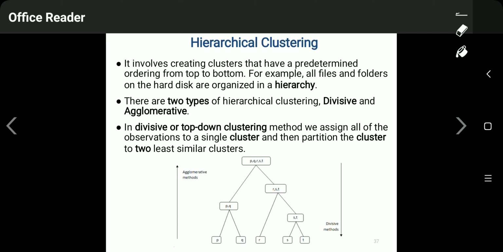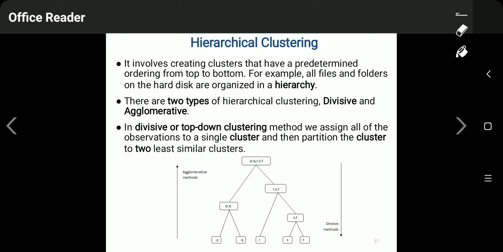If the process is reversed, we start from the bottom level and move up to the top level. Individual elements are treated as single clusters initially in the case of agglomerative clustering. Here P, Q, R, S, T are all treated as individual clusters. So how many clusters are there? Five clusters. We have to move upward in such a way that finally we get only a single largest cluster. How do we do it? By evaluating the distance between the data points.